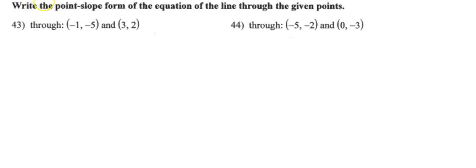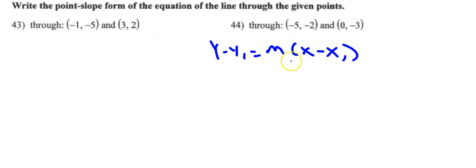All right, 43 is asking us to write in point-slope form the equation of the line through these 2 points, negative 1, negative 5, and 3, 2. So first let's remind ourselves of what point-slope form is, which is y minus y1 equals m times x minus x1. The y1 and x1 you can choose either one of these. This could be y1, the negative 5, and x1 could be negative 1, or it could be 2 and 3. But the first thing we really have to do is find our slope.